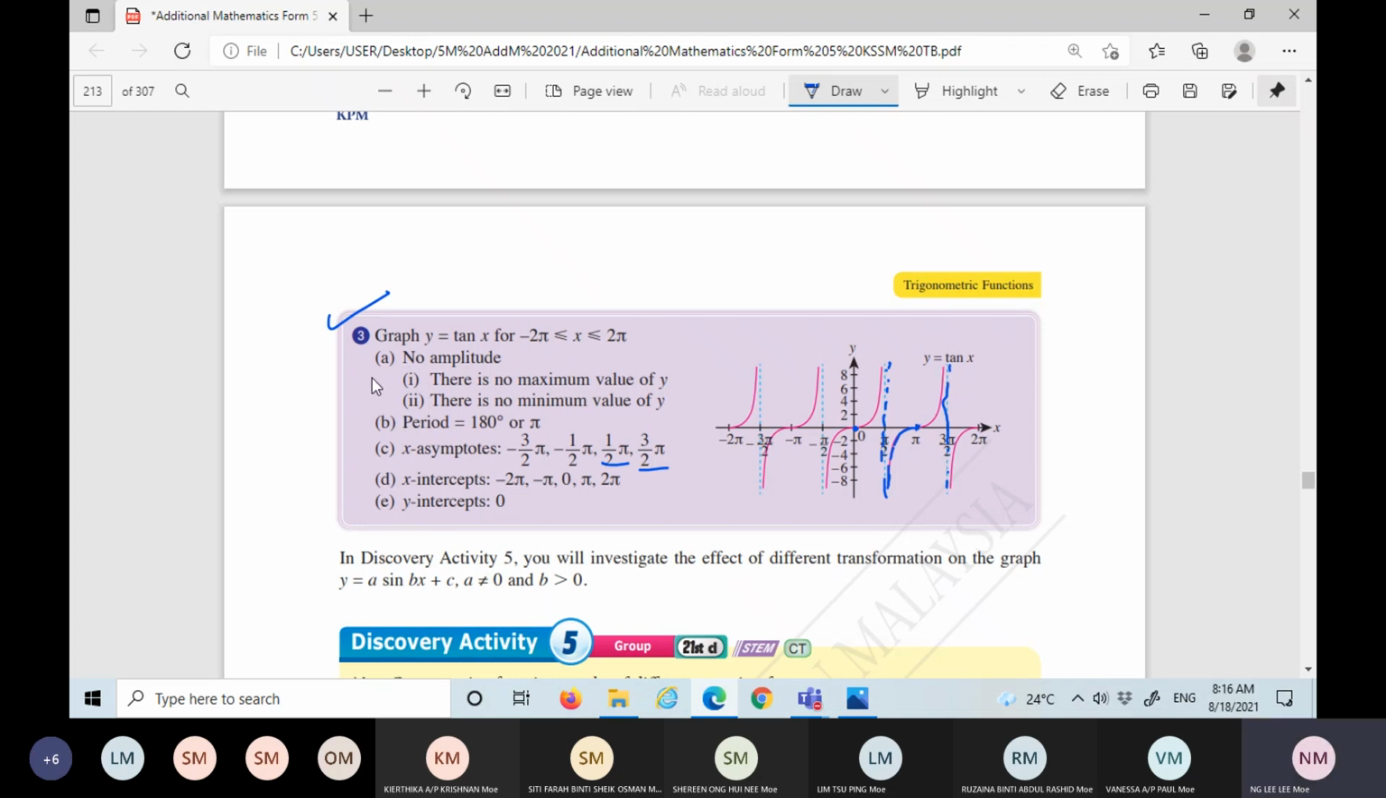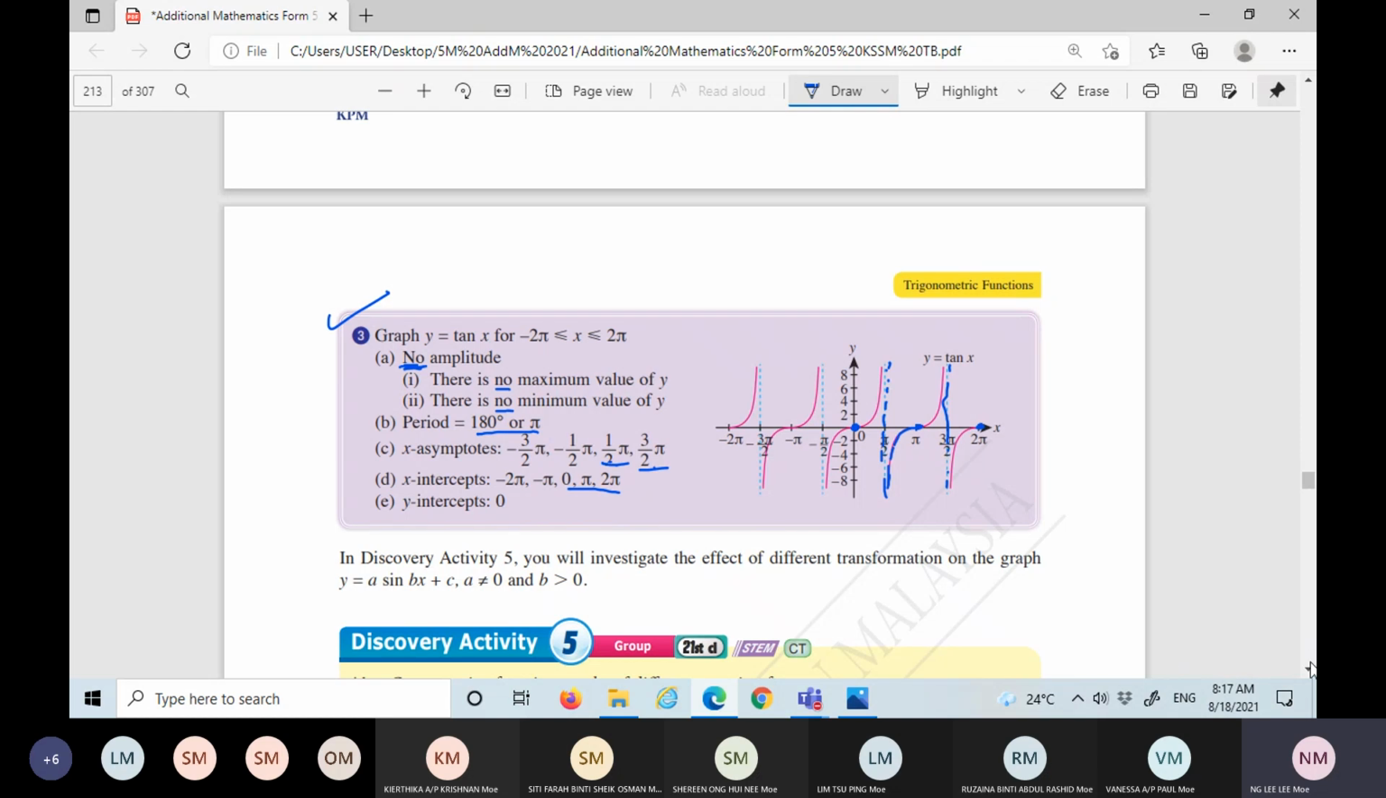We go through the properties one by one. This one has no amplitude. Pay attention: when they ask you what is the amplitude of a tangent x graph, there is no amplitude, no maximum, no minimum. The period is 180 degrees or pi radians. These two are the asymptotes. Then what is the x-intercept? Here, here, and here: 0, pi, and 2 pi. Then what is the y-intercept? It cuts the y-axis at this point only, 0.